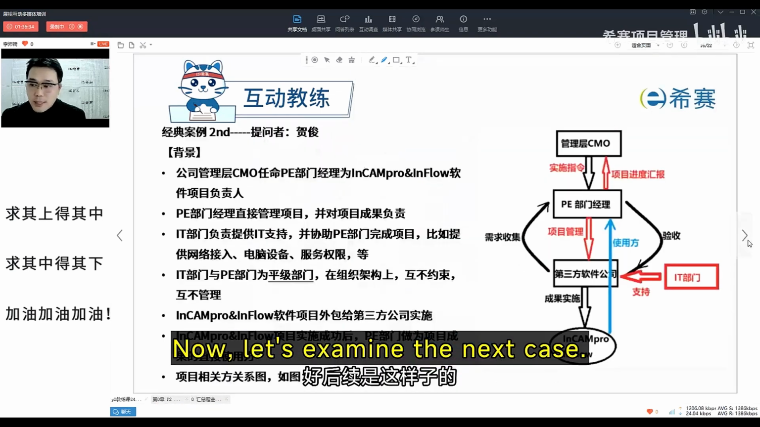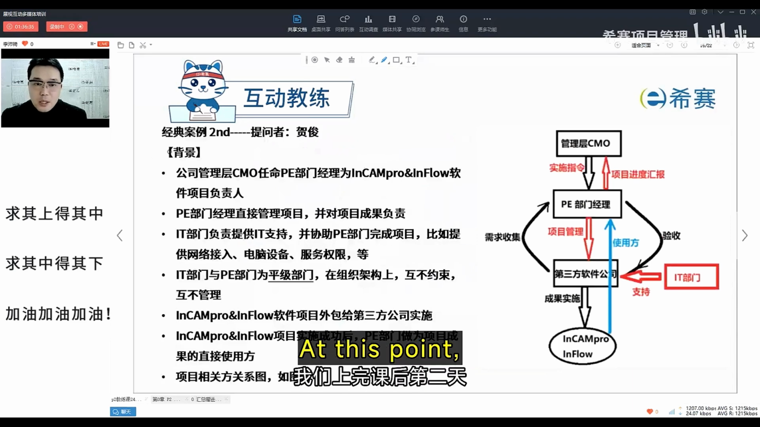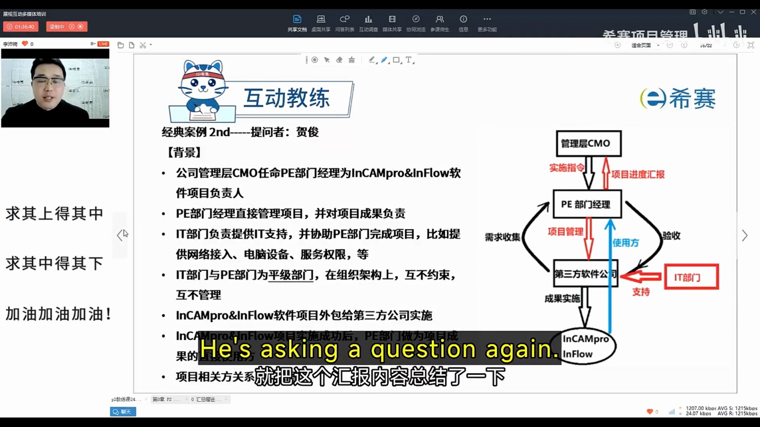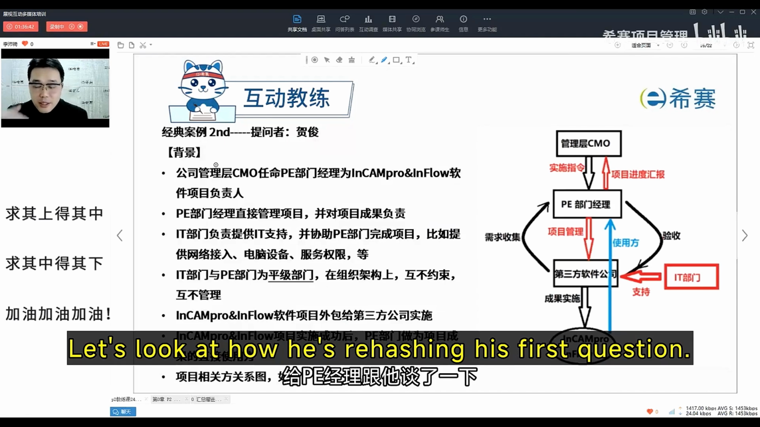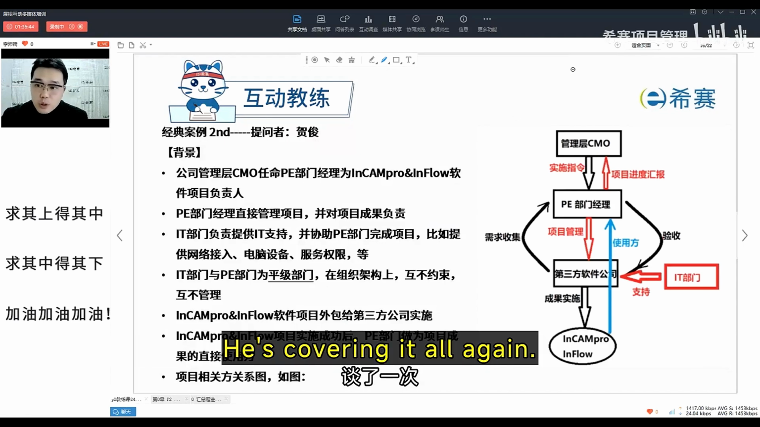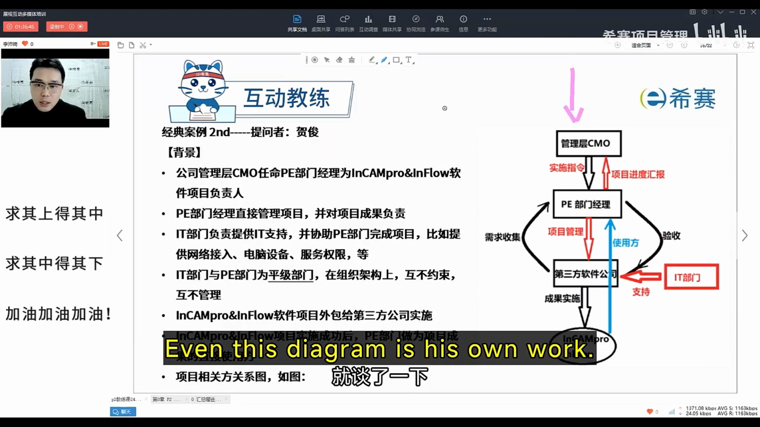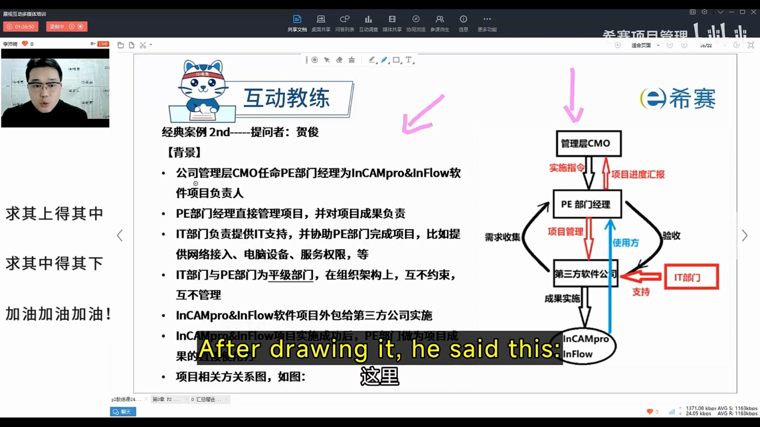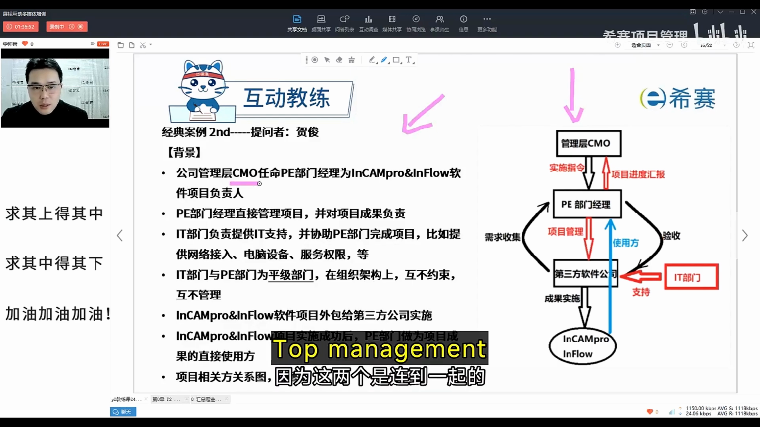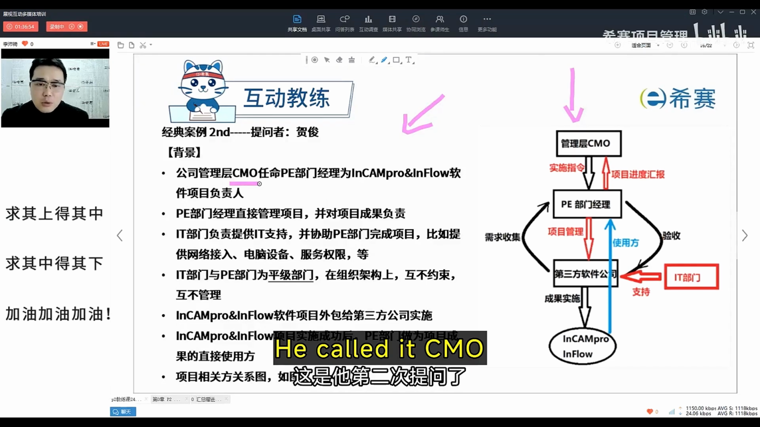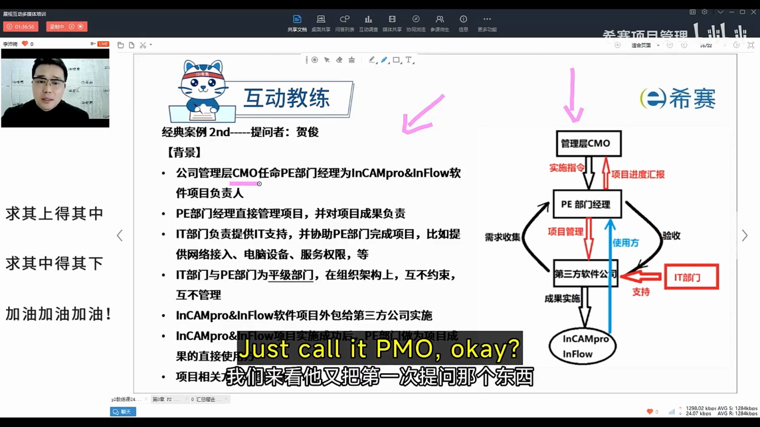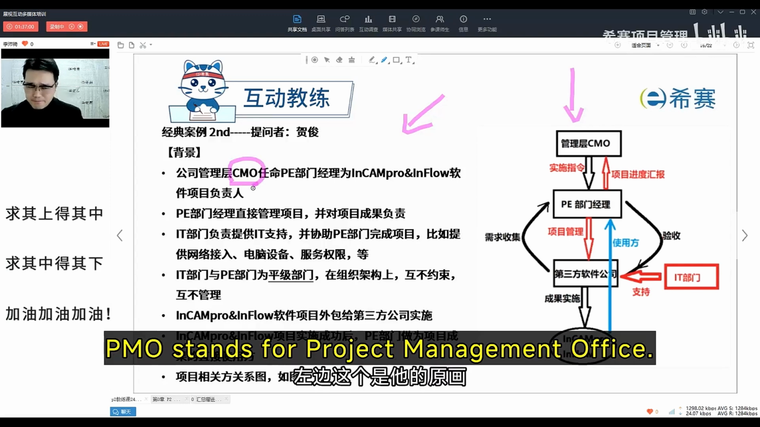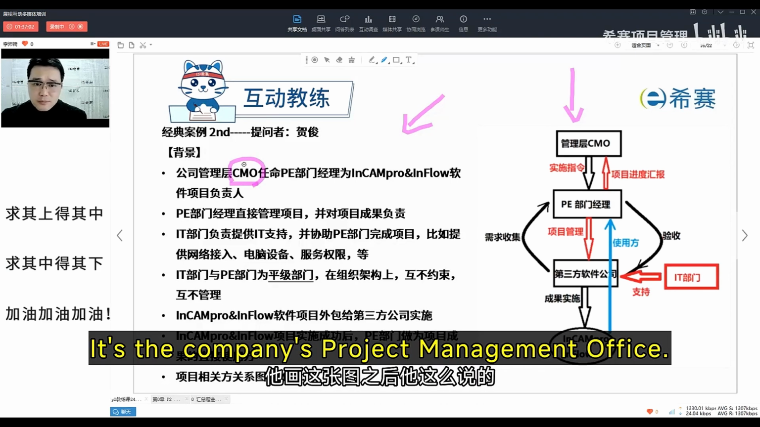Now, let's examine the next case. At this point, these two cases are related. He's asking a question again. Let's look at how he's rehashing his first question. He's covering it all again. Even this diagram is his own work. The left one's his original. After drawing it, he said this. Top management. He called it CMO. Just call it PMO, okay? It's the company's management office. PMO stands for Project Management Office. It's the company's project management office.